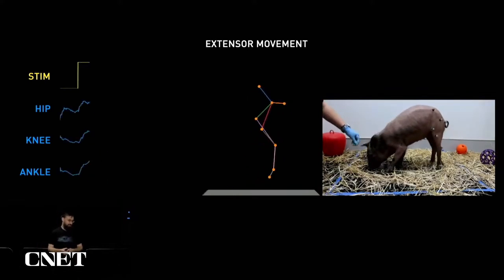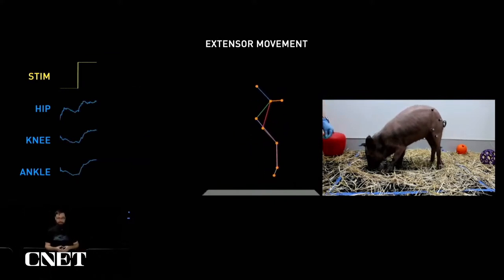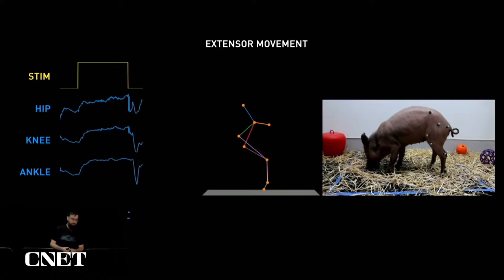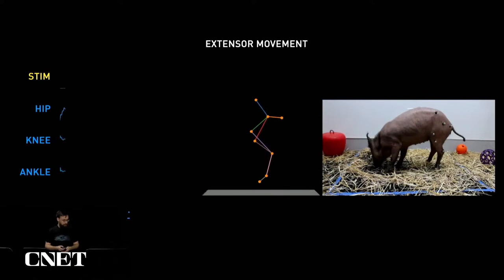Here's another electrode, which when we stimulate causes an extensor movement. This is actually a little harder to see because the leg is straightening and the hips are shifting, but if you look carefully, you can see how the leg is moving.